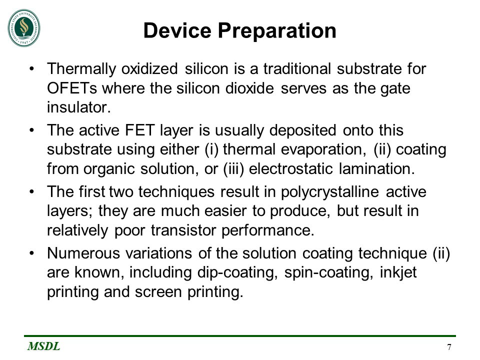Now we will discuss how to prepare organic field effect transistor. Thermally oxidized silicon is a traditional substrate for organic field effect transistors, where silicon dioxide serves as a gate insulator. The active field effect transistor layer is usually deposited on the substrate by thermal evaporation or coating from organic solution or electrostatic lamination. Thermal evaporation and coating techniques result in polycrystalline active layers as they are easier to produce, but they result in relatively poor transistor performance.